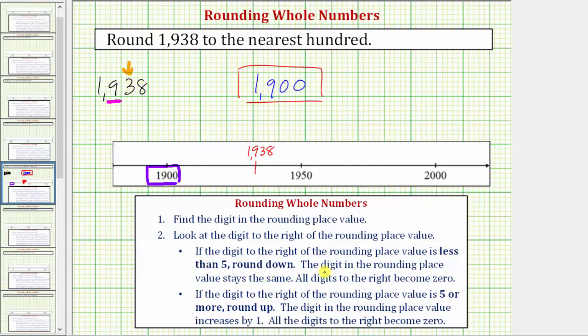To round down, the digit in the rounding place value stays the same. So the 9 in the hundreds stays the same. All digits to the right become 0. Notice how I have two zeros to the right of the 9 in the hundreds place value, giving us 1,900. If the digit to the right happened to be 5 or more, we round up. In this case, we would have increased the rounding place value by 1, and all digits to the right become 0. Let's look at another example.